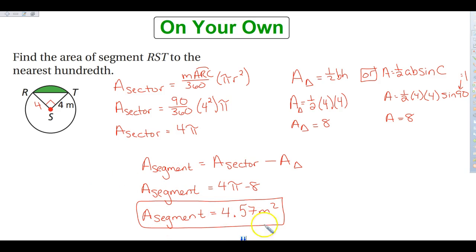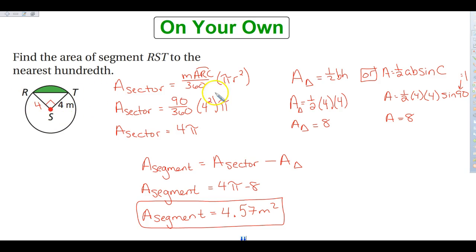All right, so go ahead and check your answer here. If you did not get this, make sure you check each piece. So the area of the sector, again, that's the degree over 360 times pi r squared, because we're finding area. So 90 over 360 is 1/4 times 16 is 4. So our area of our sector is 4 pi. Because it is a 90-degree angle, our base and height are both 4.